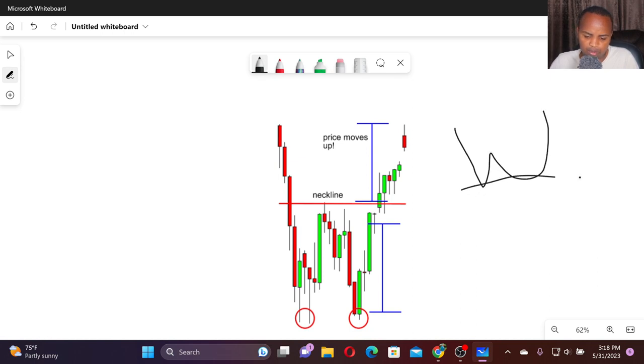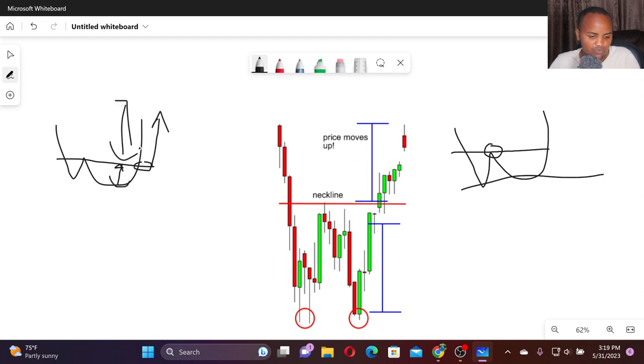a W, where the market, and this is where we get the neckline. So our neckline is at this point. The moment the market breaks this, it is going to go up, and the distance between here and this point and this point are going to be the same. So the distance between here and the distance that will be moving over here are probably going to be the same. That is what you have to know about the double bottom and the double top.